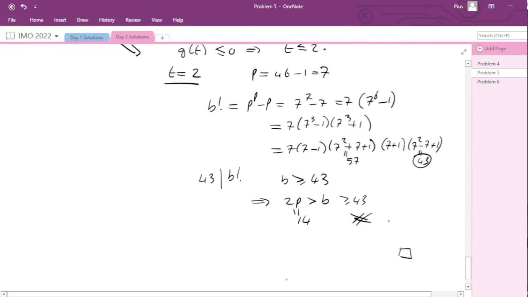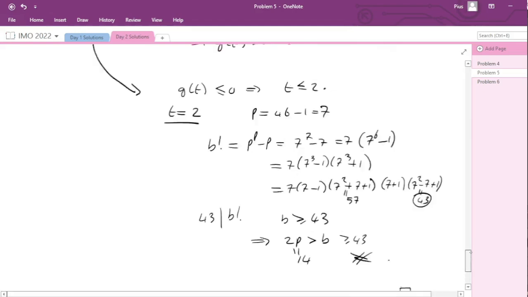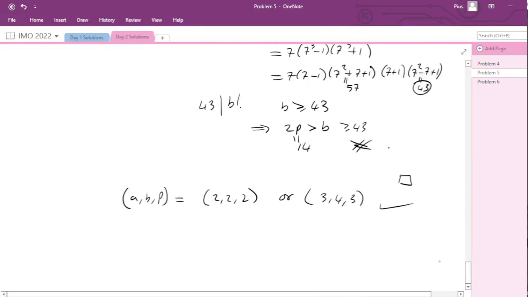So we have two solutions now, which are (a, b, p) equals (2, 2, 2) or (3, 4, 3). We're done. This we don't need to check, because we already checked them when we were doing this. So we already checked them here. So this brings us to the conclusion of this.